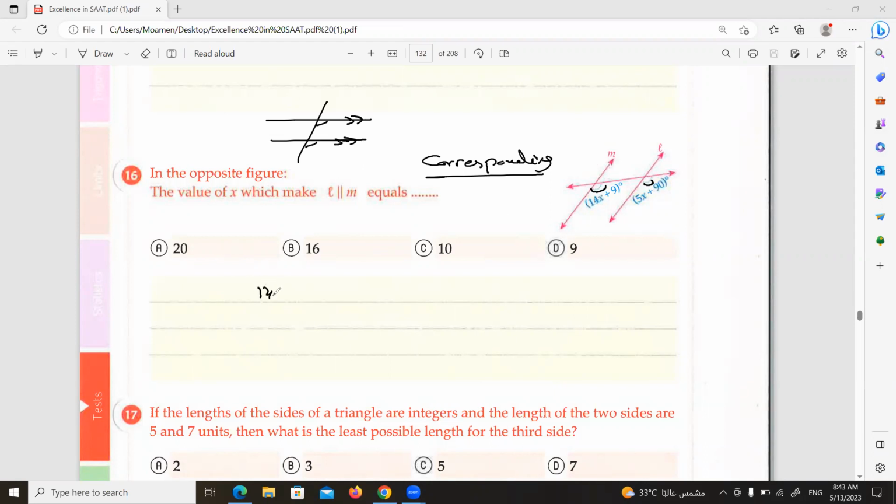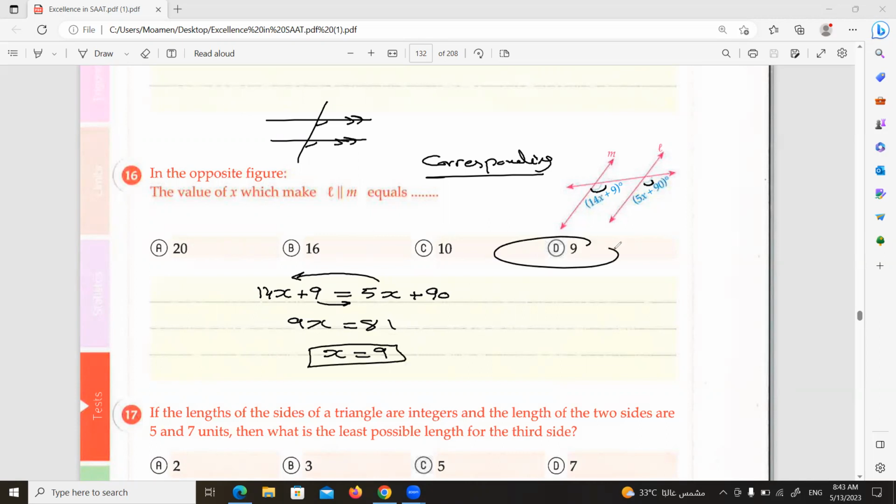So we need these two angles to be equal. I get 14x plus 9 equal to 5x plus 90. I move 5x to the other side and 9 to the other side with the opposite sign, so it will be 9x equal to 81. Divide by 9, so x will be equal to 9. So the value of x that makes the two lines parallel is 9. This is the answer of number 16.